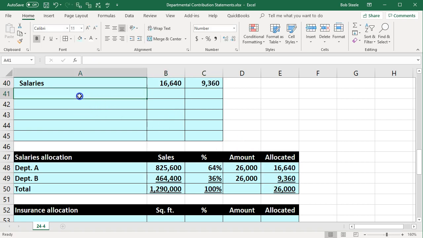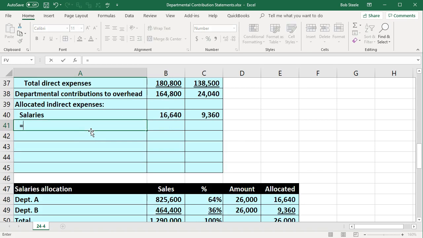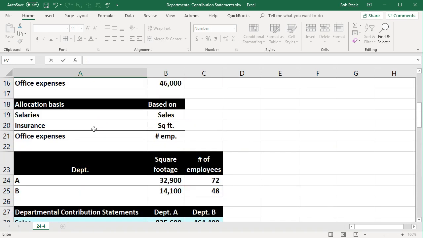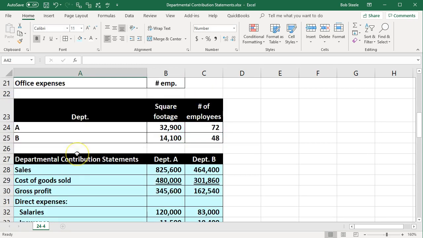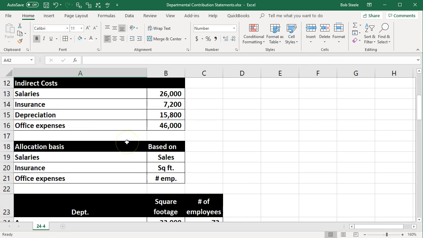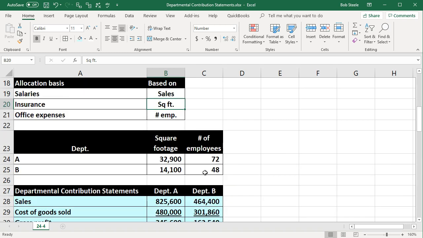Okay, next item, we're going to go to insurance under salaries. So we're going to say this equals, scroll back up top, we're looking for the indirect expense of insurance. Now we're going to have to allocate that out too. We know what the amount is. It's 7,200. We need to allocate it out. We don't think that sales is the best allocation base to use. Instead, we're going to use square footage of the departments. And we know the square footage is going to be here. So that's what we'll use to allocate this out.